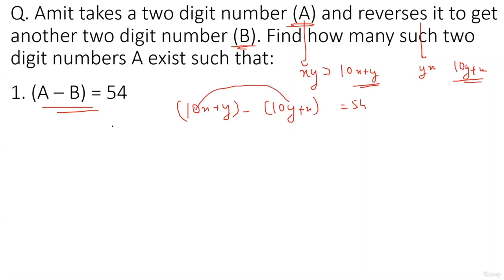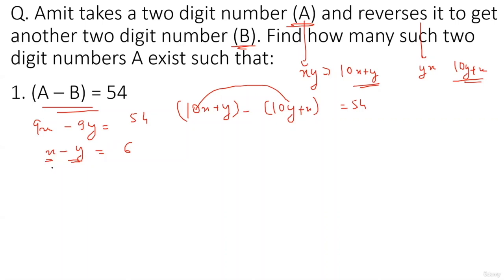So 10x minus x will become 9x, and y minus 10y will be minus 9y. This will be equal to 54. Dividing by 9 throughout, you will have x minus y is equal to 6. Now if x minus y का difference 6 है, and they are digits, right? We have taken the constraint. We have started the discussion pointing out that x and y are going to be digits, right?